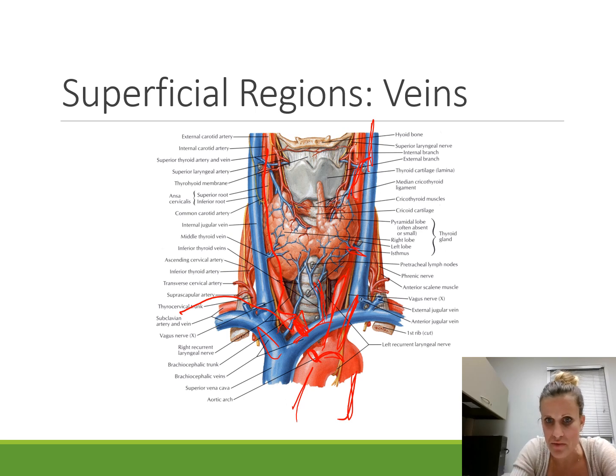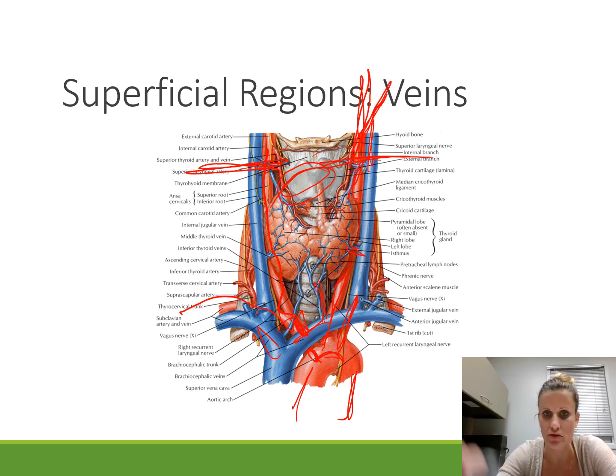Right around here is where the common carotid is going to bifurcate, right? Because this is the thyroid cartilage, but we can't really see that bifurcation. We know that the external carotid goes out and the internal carotid goes in.